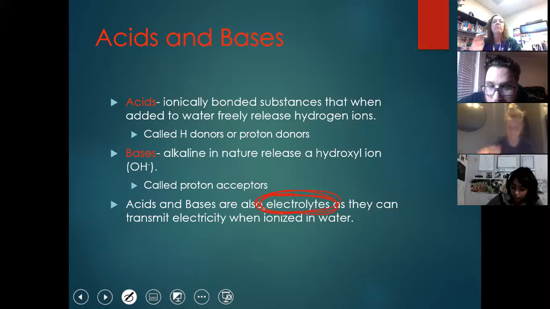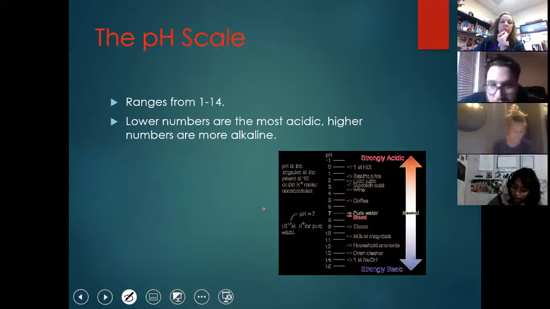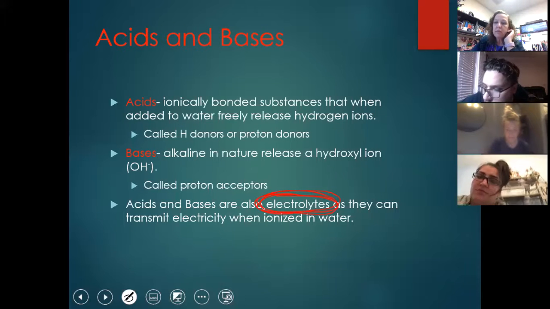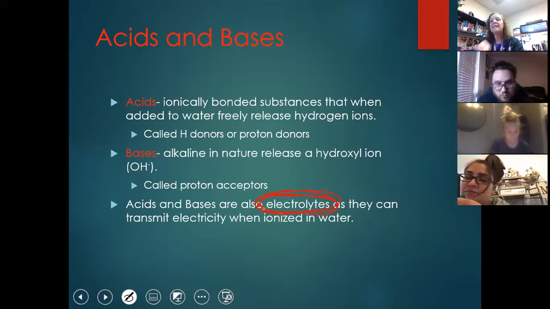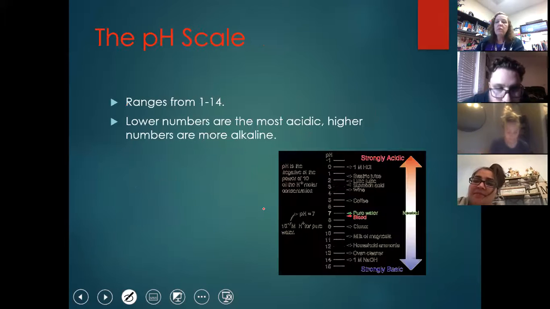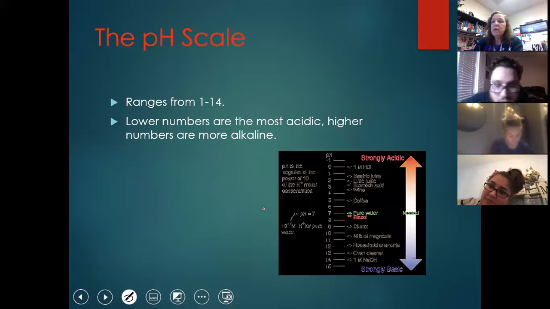Thank you. Here's the pH scale. I know this picture's a little hard to see. Can you go back real quick, please? Yeah, I can go back, no worries. So the pH scale, okay, that's good. Thank you. No worries.